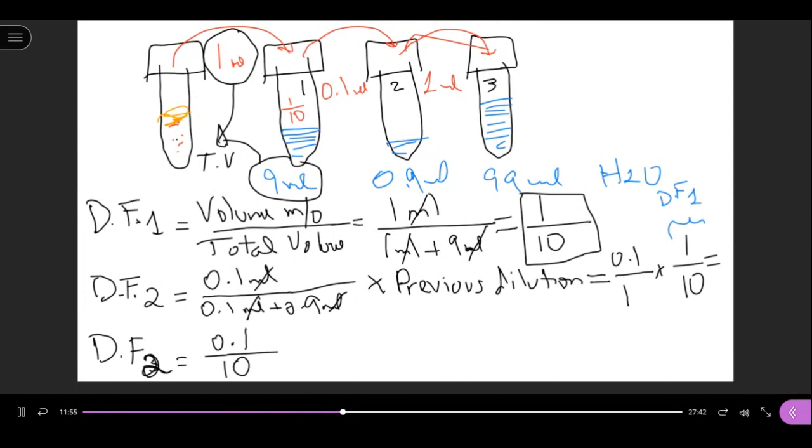However, it is incorrect to have a decimal in a fraction. 0.1 is a tenth of 1, so we need to get rid of the decimal. We can multiply the numerator and denominator by a number that will get rid of it. Because 0.1 is a tenth, we multiply it by 10, but if we multiply the numerator by 10, we also have to multiply the denominator by 10. That gives us 1 over 100. So the dilution factor of tube 2 is 1 to 100. Tube 2 is a 1 to 100 dilution of the original sample.